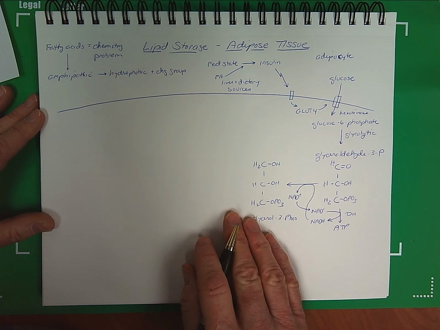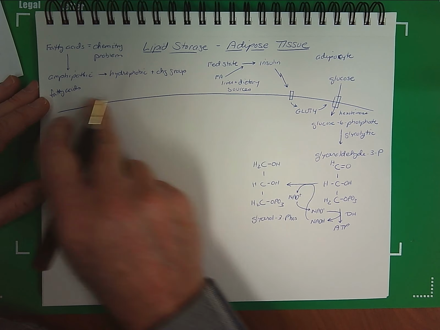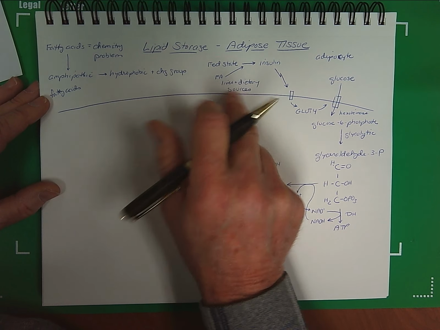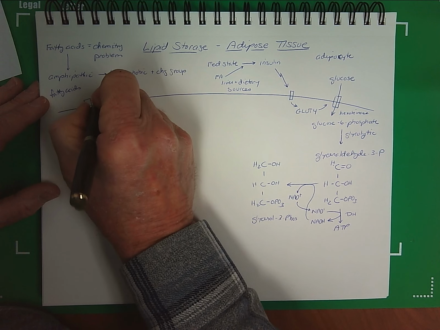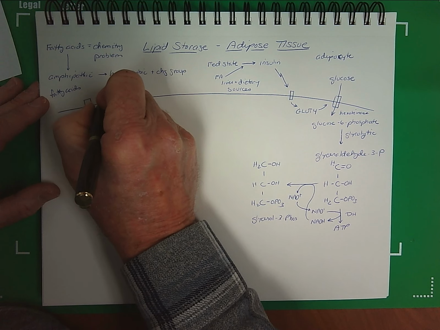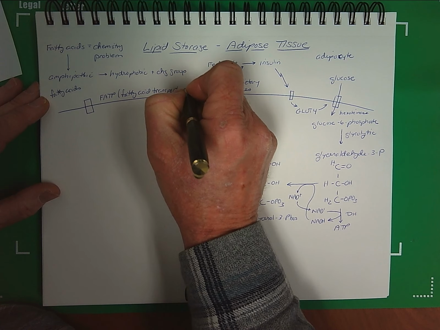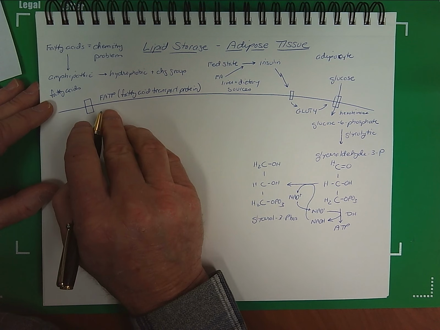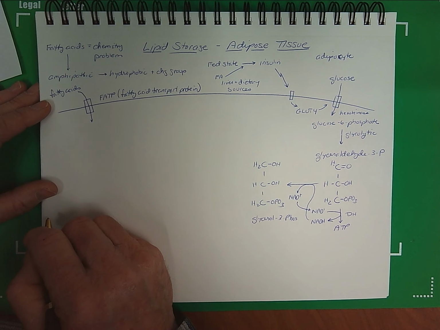Recall that our fatty acids are coming from either liver or dietary sources, and they're going to be higher concentration in the outside of the cell because we are in a fed state. So the fatty acids have to enter the cell, and they are going to be doing so, as we've seen before, by the fatty acid transport protein, FATP. This is a facilitated transporter that will allow the passage of fatty acids inside the cell.